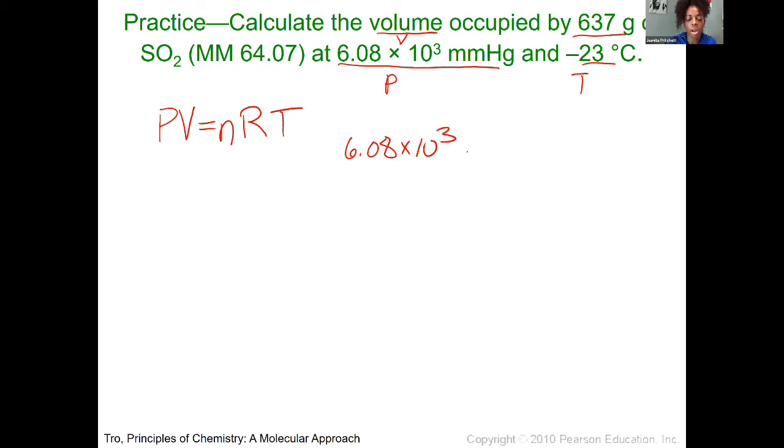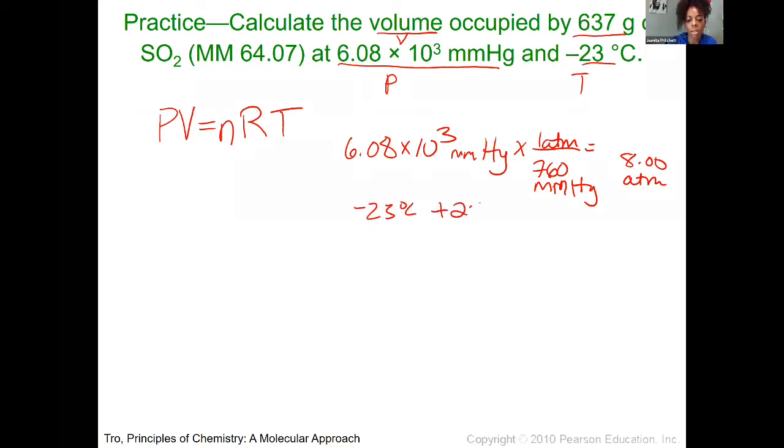6.08 times 10 to the third millimeters of mercury. And what we're going to do is we're going to use the conversion of 760 millimeters of mercury to 1 atmosphere. And so you get 6.08 e to the third divided by 760. And that gives us 8.0 atmospheres. For our temperature, we have negative 23 degrees Celsius. We're going to go ahead and add 273.15 to that for our temperature.